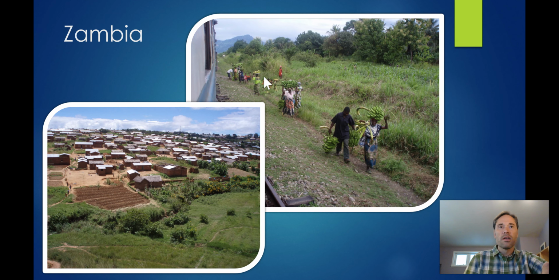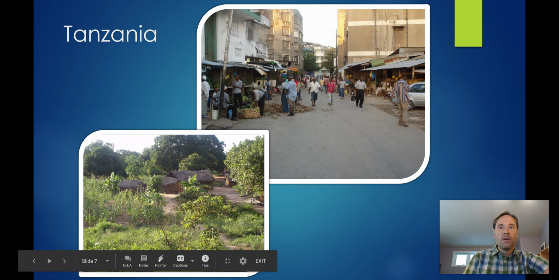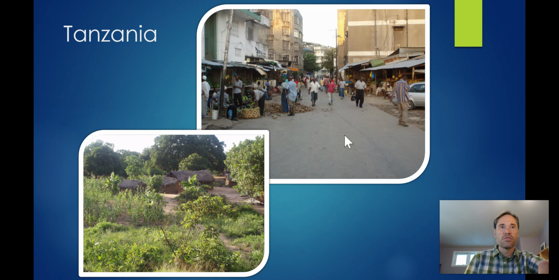People would come walking along the side of the train. And yes, absolutely, people carry things on their head all throughout the continent of Africa. And so these people are bringing out plantains, and they'd stand along the side of the train, and then they would sell up through the windows if you would like to purchase something. And this is a typical village that we would see as we were traveling through Zambia. Absolutely gorgeous country.